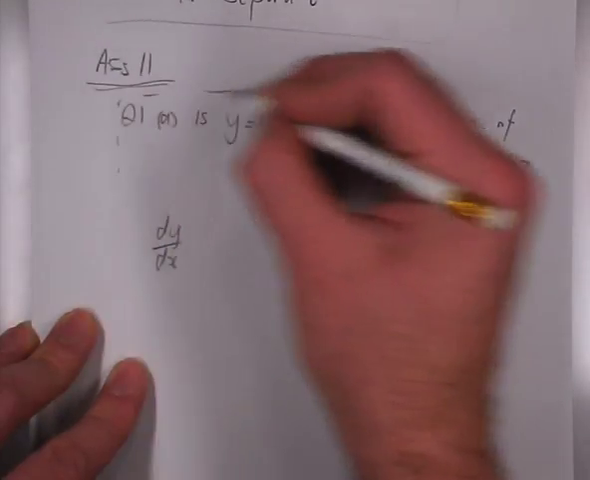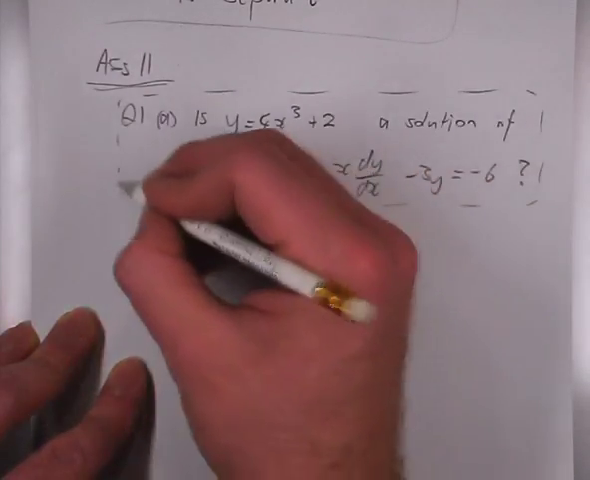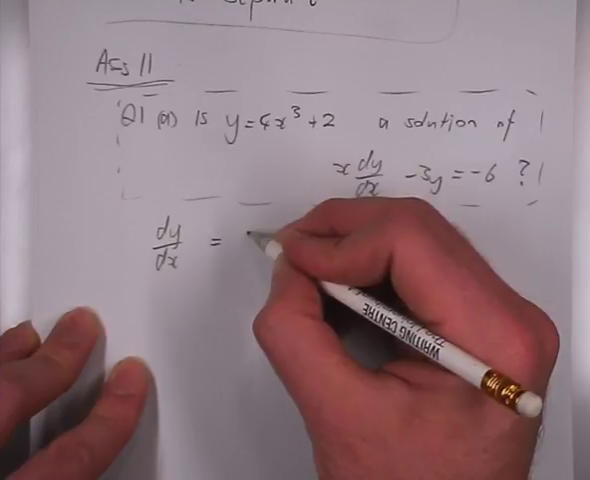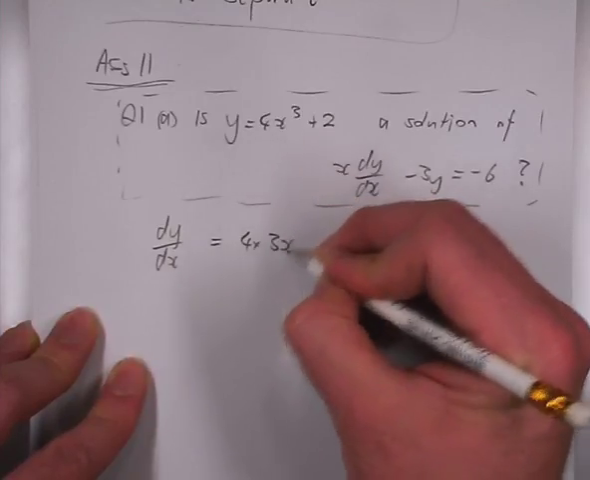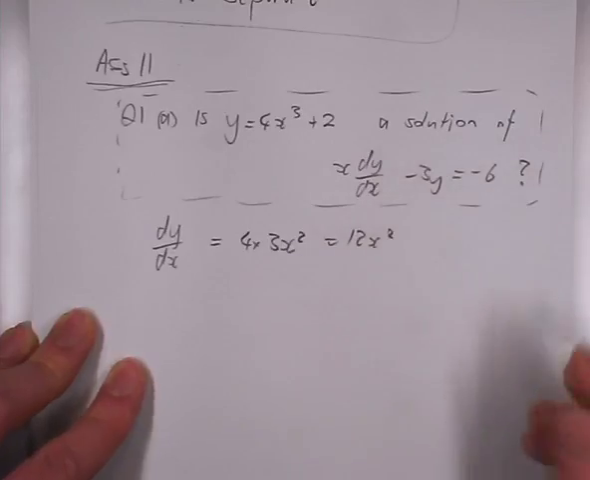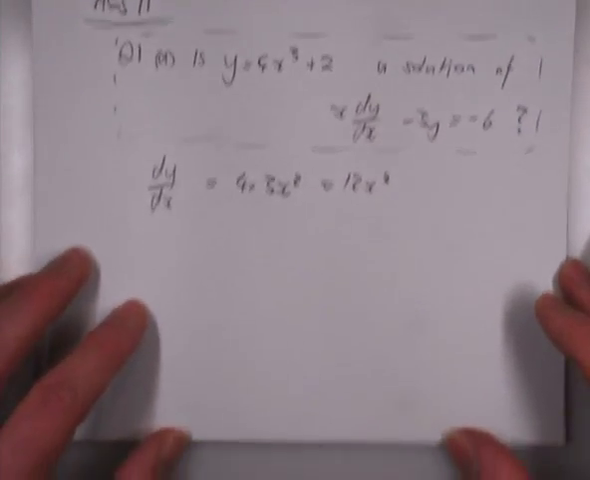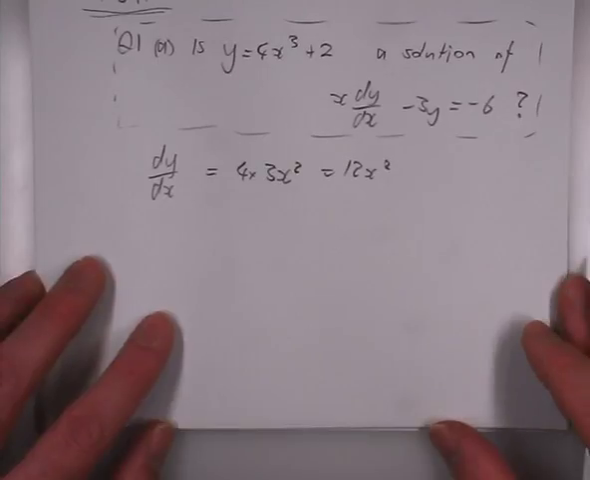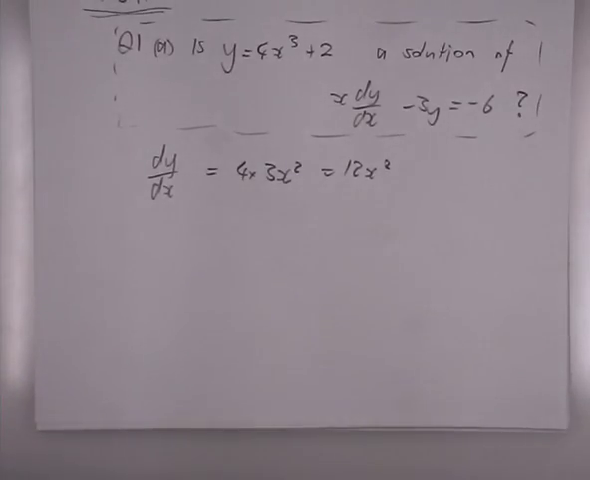So that's my question. So that's 4 times 3x squared, and the 2 is 0, so 12x squared. Okay? And so then I'm going to actually sub this in. And I sub it into the left-hand side, and if there's anything to sub in, I sub it in the right-hand side, and I see if the answers come out the same.